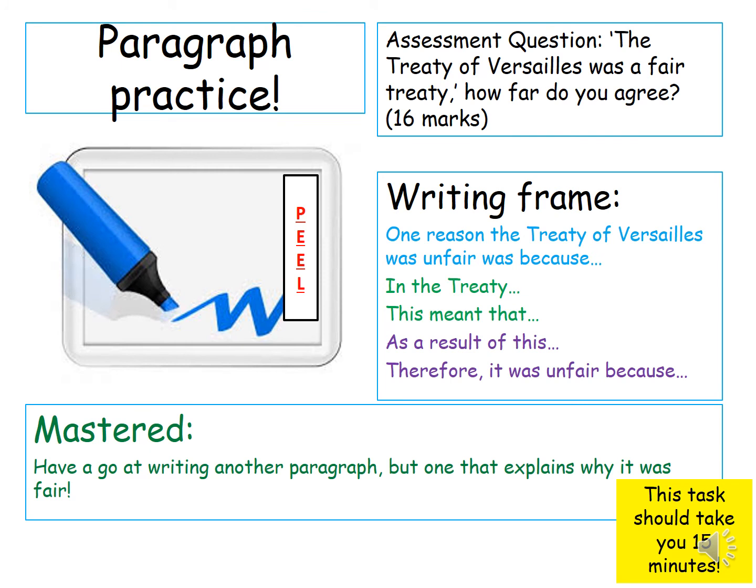Okay, so this is the fourth task, but the third thing that we'd like uploaded to class charts. So it's just some writing practice in preparation for your assessment. You can see that you've got a writing frame on the right hand side. And if you'd like to challenge yourself, you could have another go at writing another paragraph, but one that explains the opposing view. So the first paragraph is telling us that the Treaty of Versailles was unfair, and the mastered task would be another paragraph telling us that the treaty was fair, and this task should take you 15 minutes.